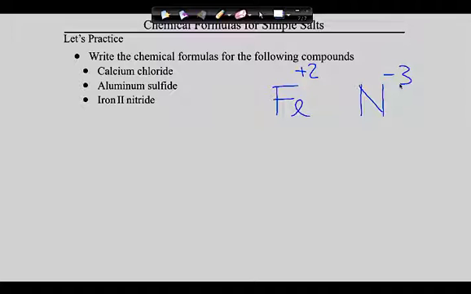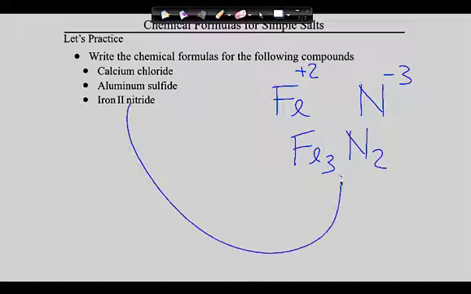So now, guys, let's try this. Forgive me if this is too fast, but let's try it. Let's see if we can figure out the formula without writing down the multiples. What is the least common multiple of 2 and 3? 6. Now, guys, go like this. How many 2's make 6? 3. So that would be Fe3. How many 3's make 6? 2. So that would be N2. So, guys, this is iron 2 nitride.